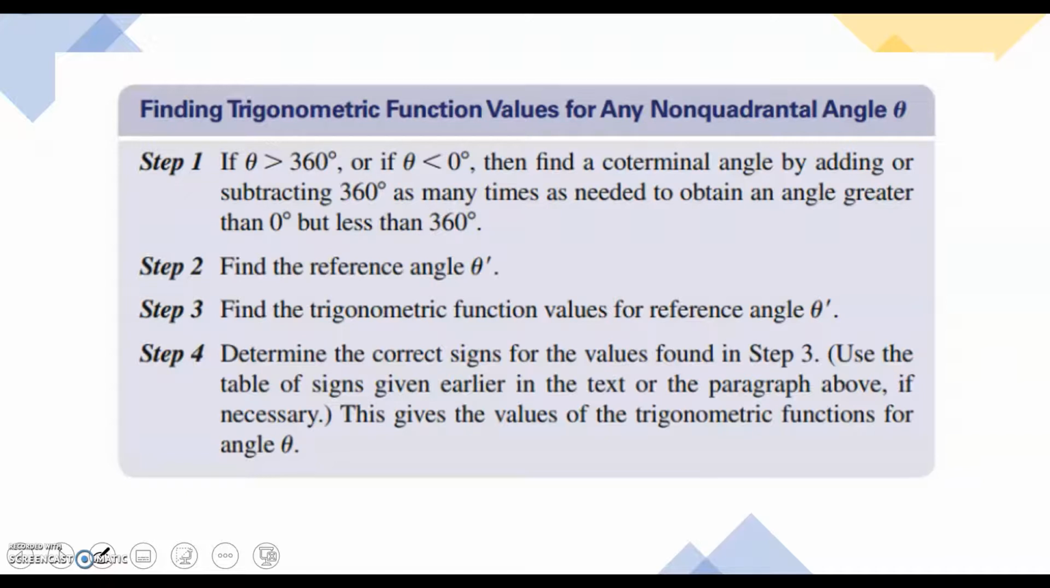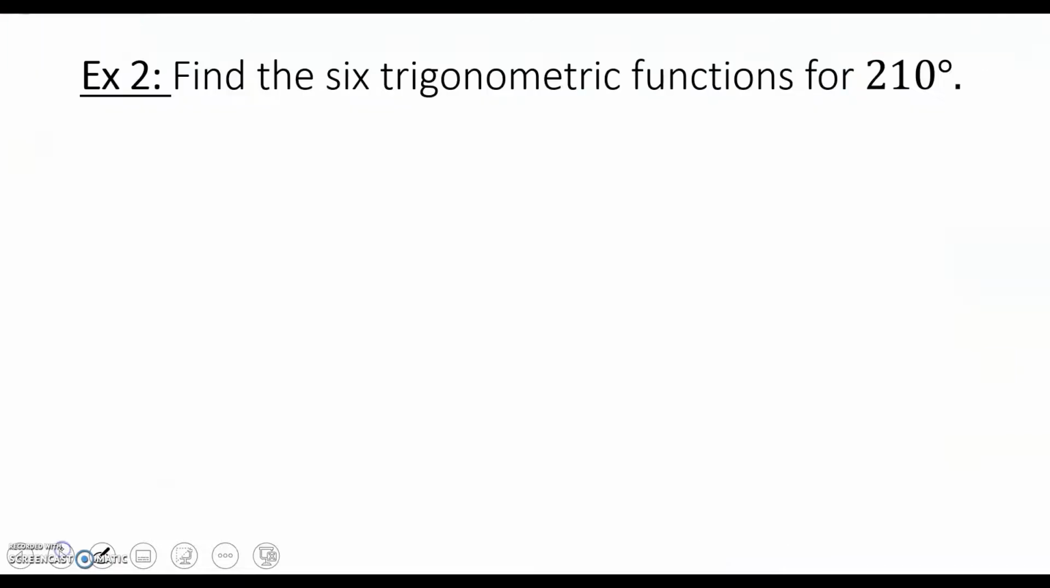The only thing is that the signs may be different, because reference angles are acute angles. Then that means when you take the trigonometric function values of the reference angles, you're always going to get positive answers. But depending on which quadrant your angle falls in, your sign will change. So step 4 is actually determine the correct signs for the values that you found in step 3. Okay, so let's look at how to use that, okay?